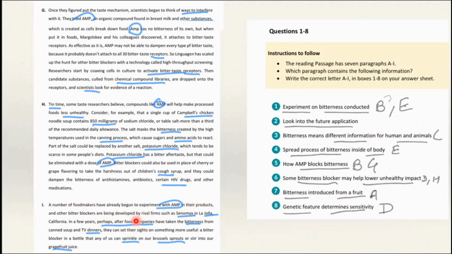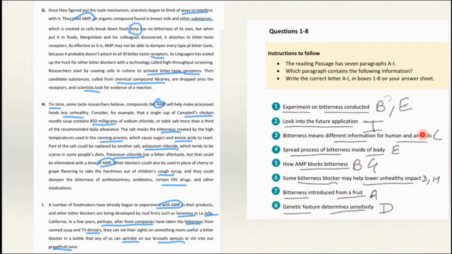So future application, look at future application. Second question. They talk about California in a few years, perhaps after food companies have taken the bitterness from canned soup and TV dinners. This line tells us about the future. So this could be our answer. So let's put the I option in front of the second question, but keep looking at all the other questions as well.